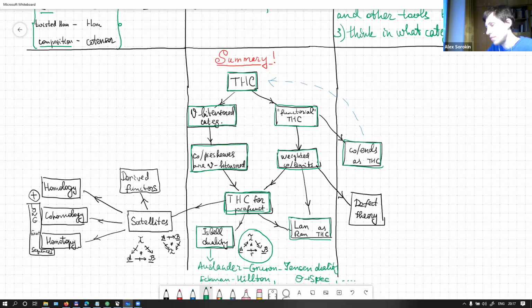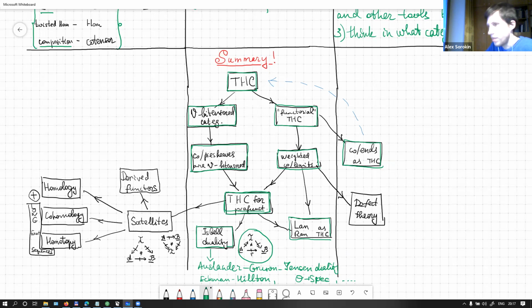Isbell duality, some people claim it to be a mother of dualities. Well, I'm not the one to claim it, but you can check yourself. And Isbell duality you can immediately get from these three profunctors.